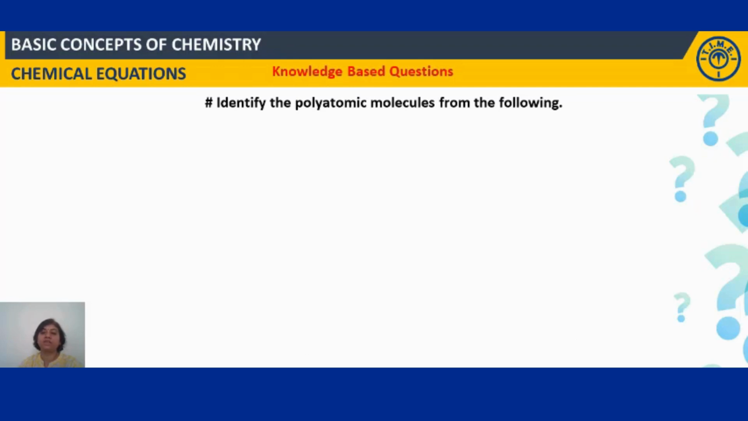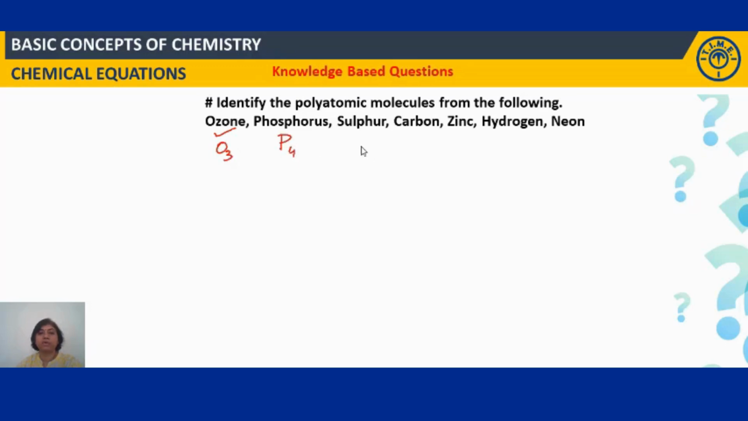Identify the polyatomic molecules from the following. Okay. Now let's work out. Ozone. Ozone is O3. Phosphorus, P4. Sulfur, S8. Carbon, only C, monoatomic. Zinc, it is a metal. All metals are monoatomic. Zinc. Hydrogen, H2. All noble gases are monoatomic. So neon is a noble gas. Helium, neon, argon, krypton, xenon, radon. Radon is a radioactive element. So these are the noble gases. All the noble gases are monoatomic.